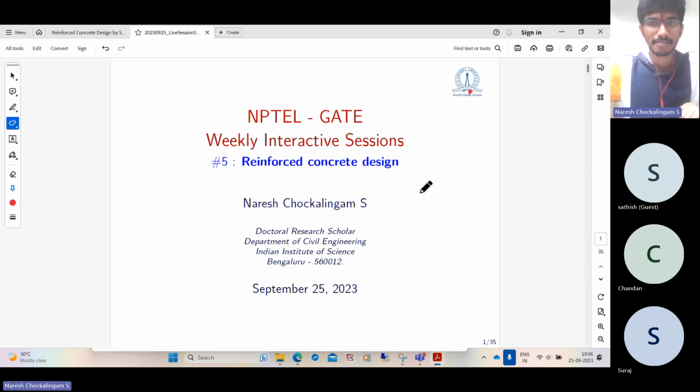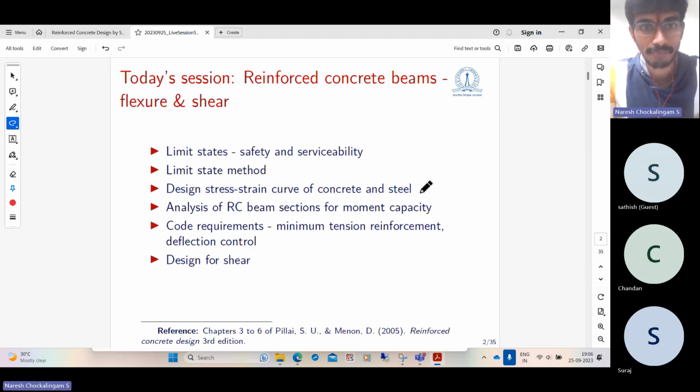So let us get started. In today's session, we'll be looking mainly at the design of reinforced concrete beams for flexure and shear. So we'll have a quick introduction to what the limit states are, the limit state design, the serviceability limit state, and the ultimate limit state, which is also safety. We'll see what the limit state method is. We'll look at the design stress strain curve of concrete and steel, followed by the methods of analysis of RC beams for the moment capacity.